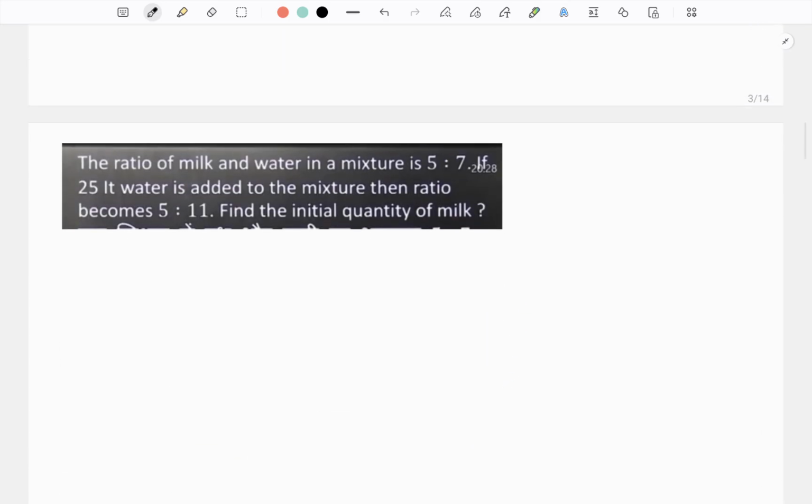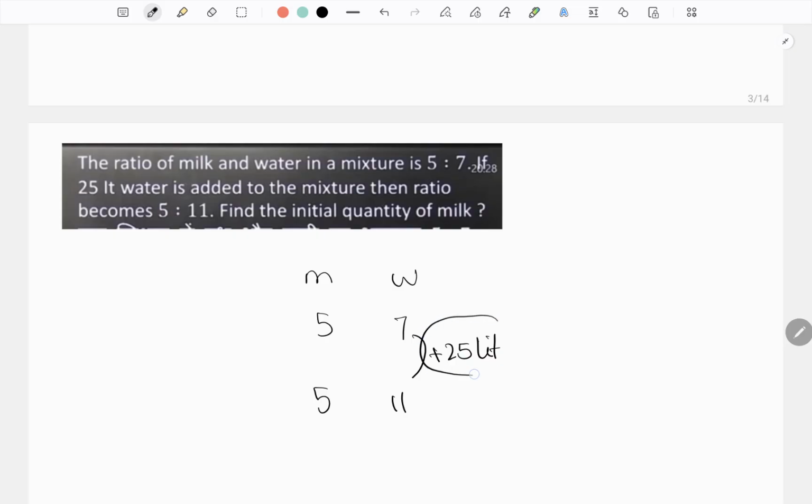The ratio of milk and water in a mixture is 5:7. Then 25 liters of water is added to the mixture again, and the ratio becomes 5:11. Find the initial quantity of milk they are asking.